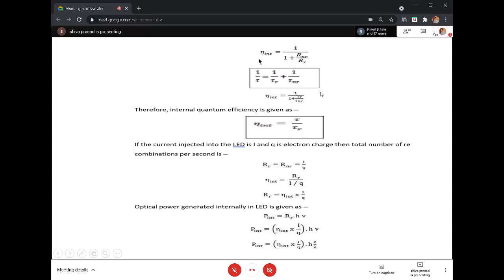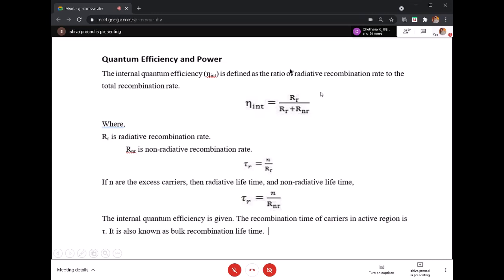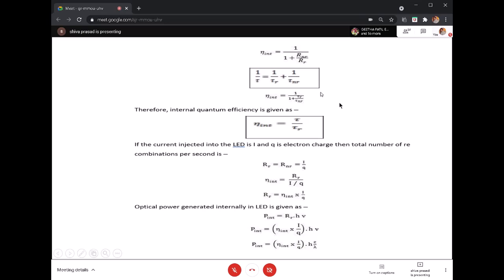Therefore, the internal quantum efficiency can be expressed as eta internal, which will be equal to 1 divided by 1 plus RNR divided by RR. How will you get this? Here, eta internal is equal to RR divided by RR plus RNR. I will divide by RR, so it is 1 plus RNR by RR. Getting my point? Here I am dividing numerator and denominator by RR.